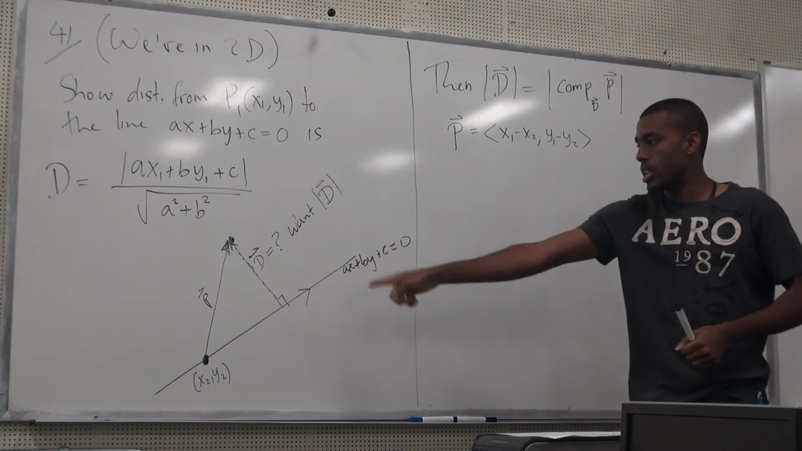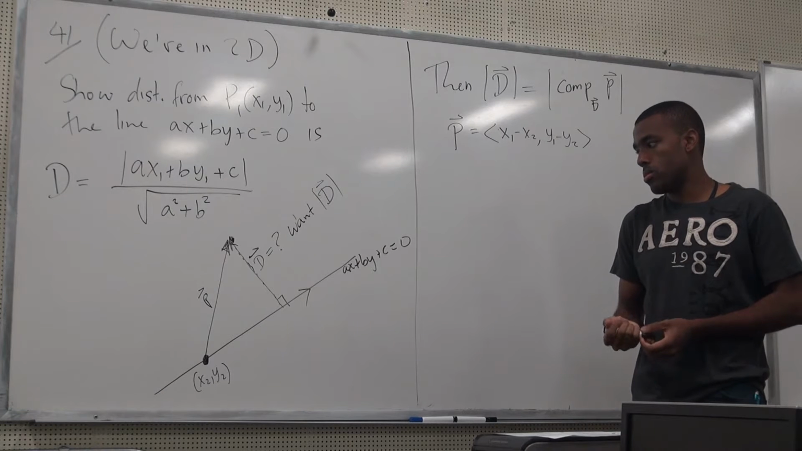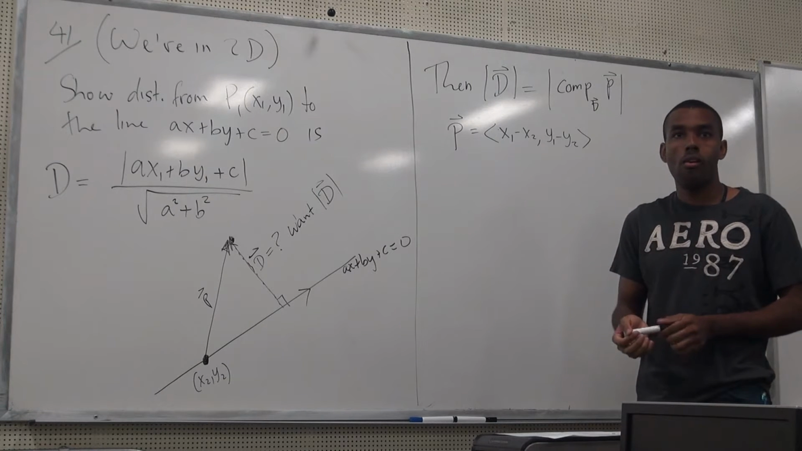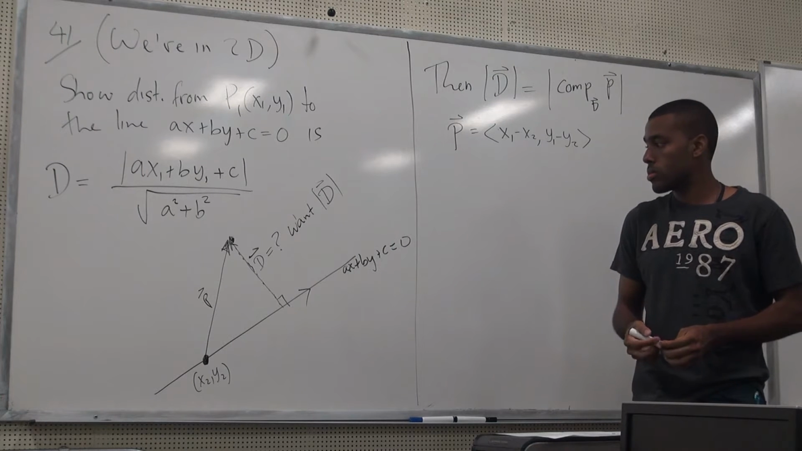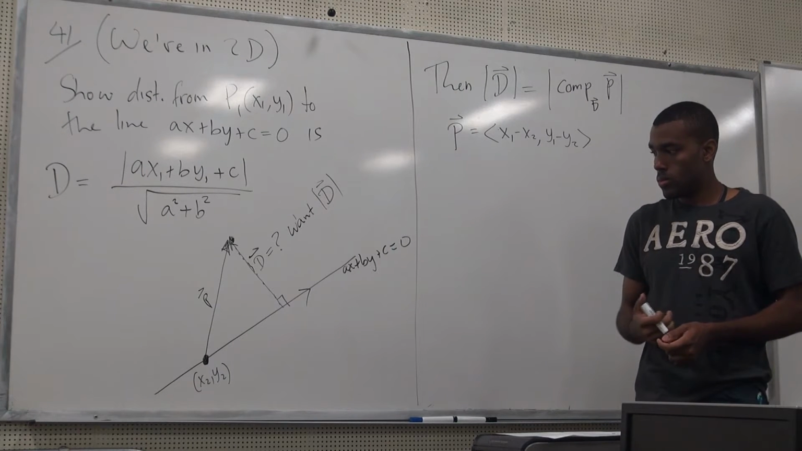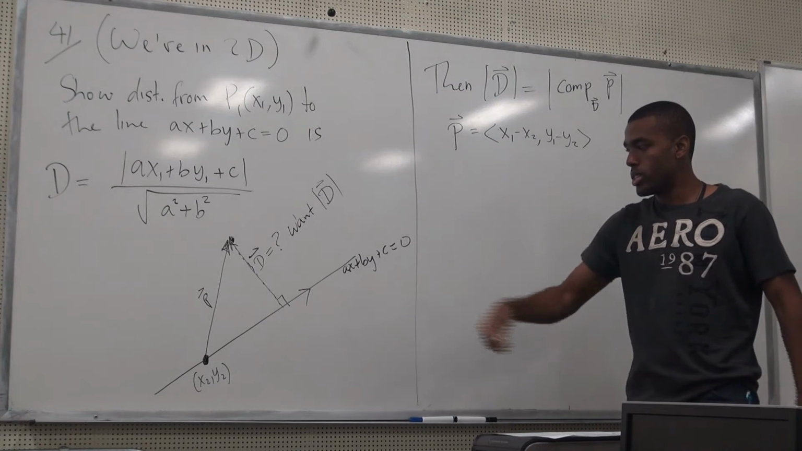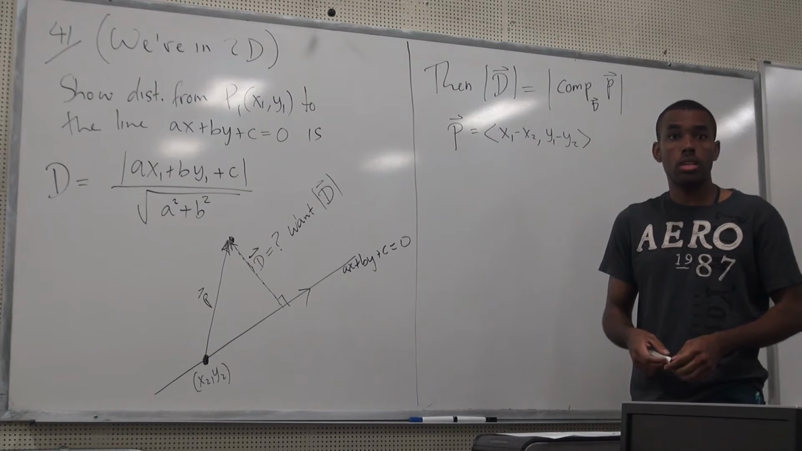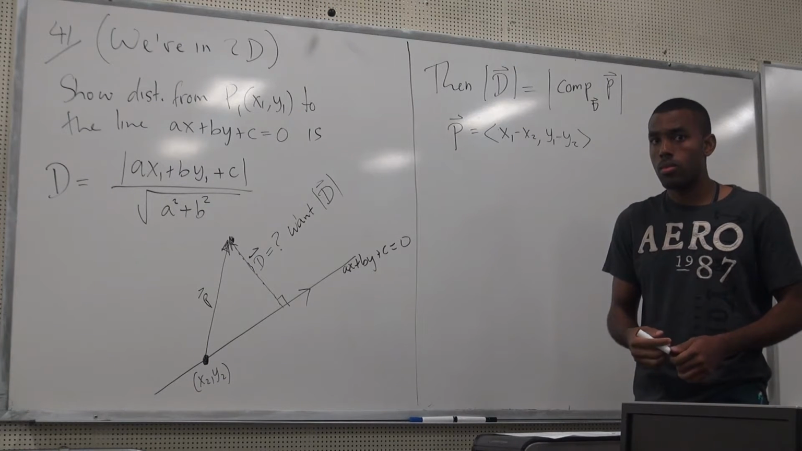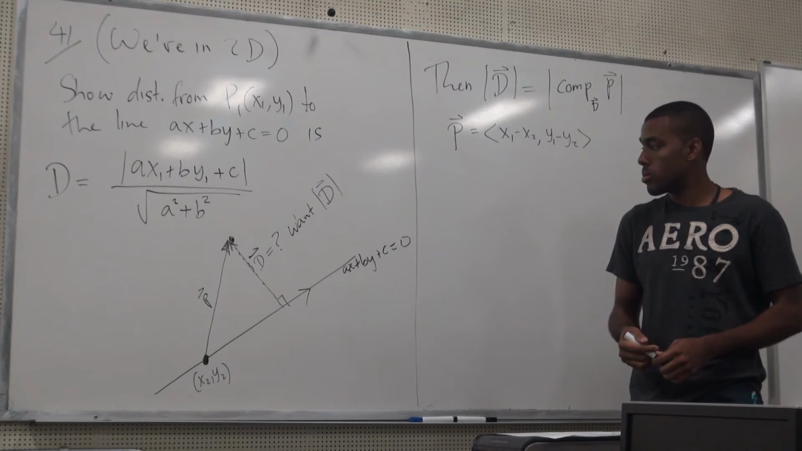What would the vector of this line, the equation of this line look like? You don't need another point. Think in 2D, right? The equation of a line. What do you do with the equation of a line?